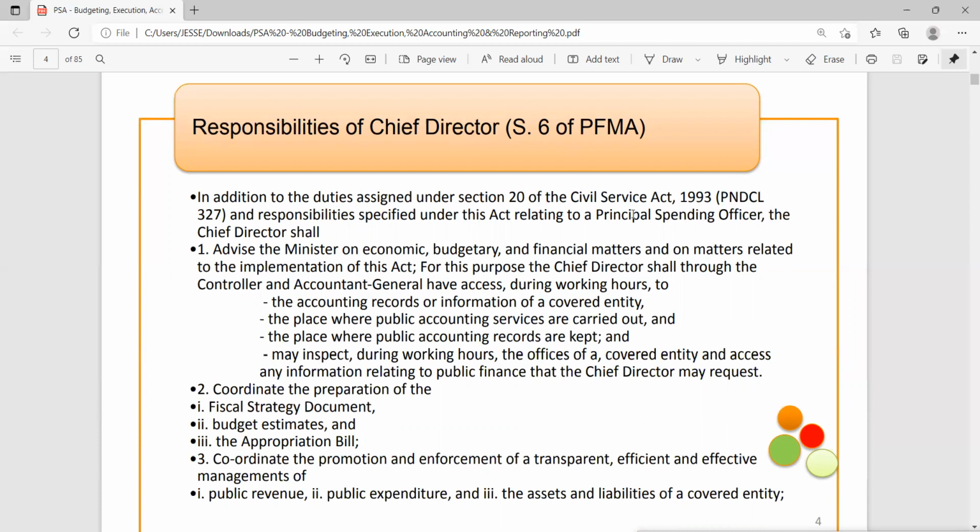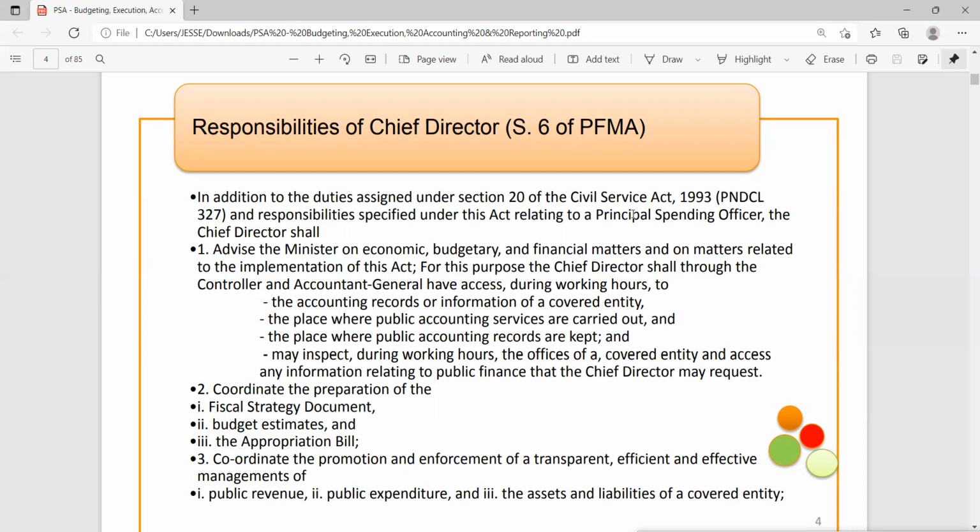Because of this advisory role, the chief director should have access to the accounting records, the place where the accounting services are provided, and the place where the accounting records are also kept. The chief director should be able to inspect the offices of a covered entity and access any information. So the chief director here has a right to financial or accounting information.